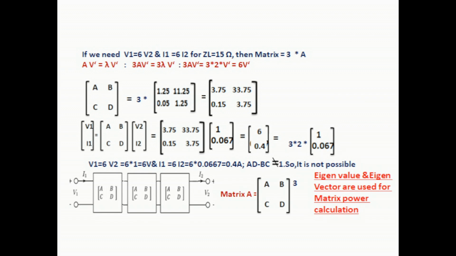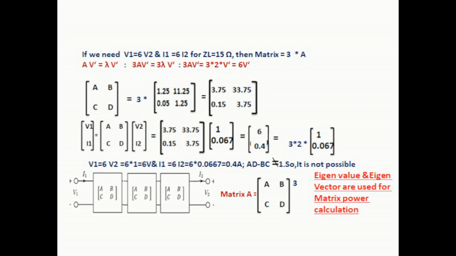If we need V1 equal to 6 times V2, I1 equal to 6 times I2 for ZL equal to 15 ohms, then the matrix equals 3 times the A matrix. A V dash equal to lambda V dash. That is, the A matrix times the eigenvector equal to the eigenvalue times the eigenvector. 3 into A V dash equal to 3 into lambda V dash. 3 A V dash equal to 3 into 2 into V dash, that is equal to 6 V dash. The ABCD matrix should be multiplied by 3 times.